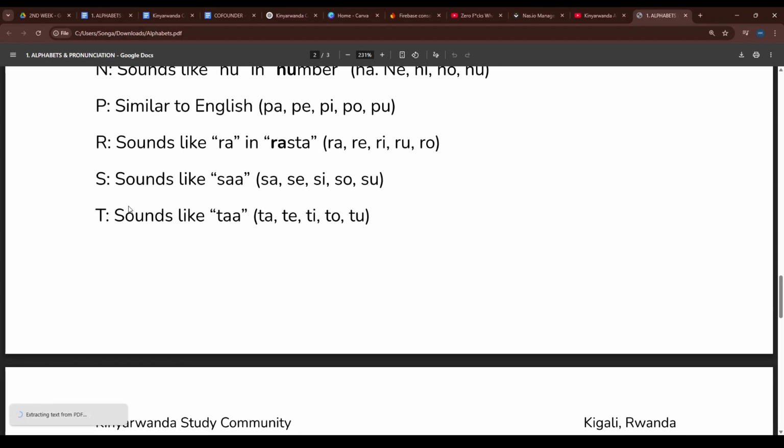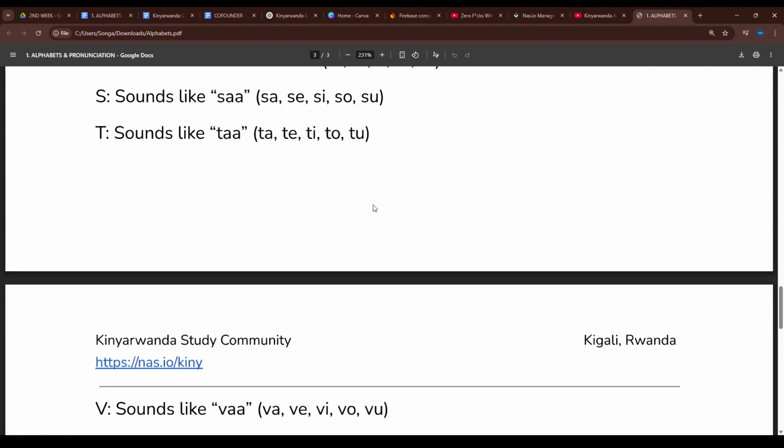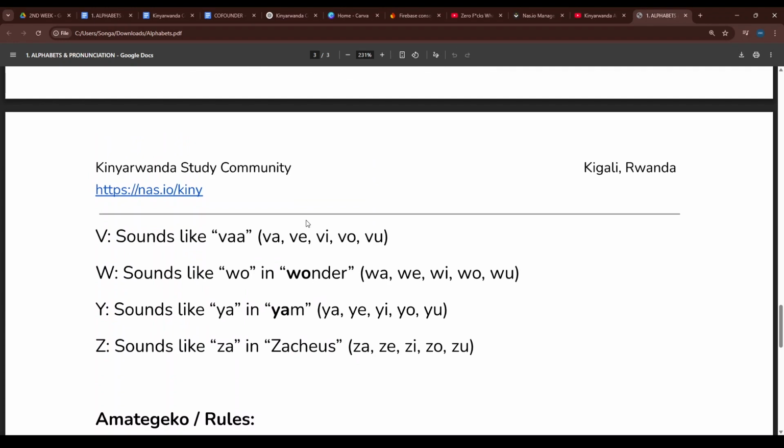Then you go to ta. It's not T. T is this one. It's one of the variations of Kinyarwanda, but you find it in the alphabet song as ta, ta, te, ti, to, tu. And then after ta we have va. Va, it's not V. V is this one. We have va, ve, vi, vo, vu.